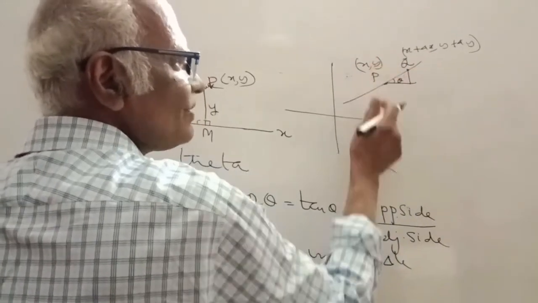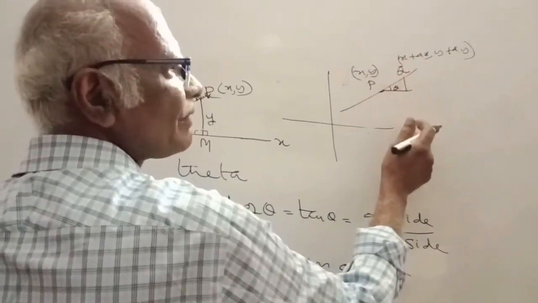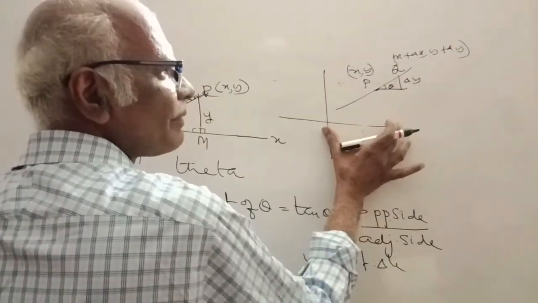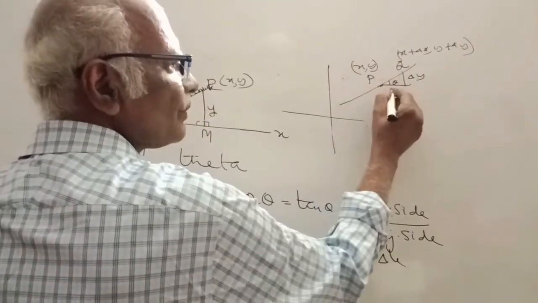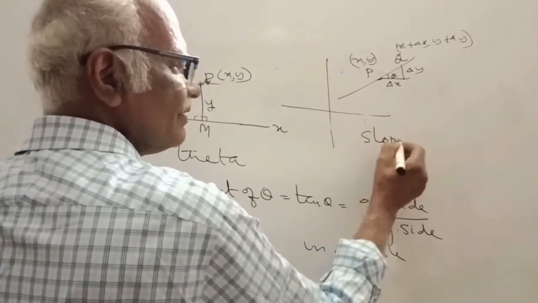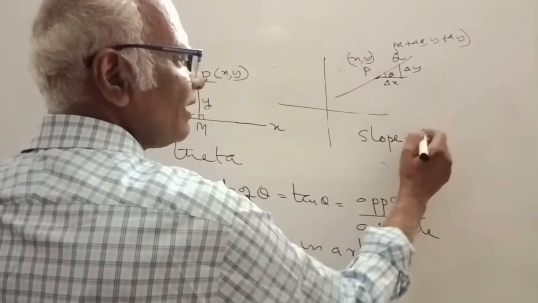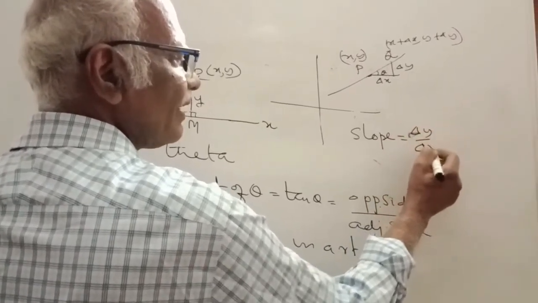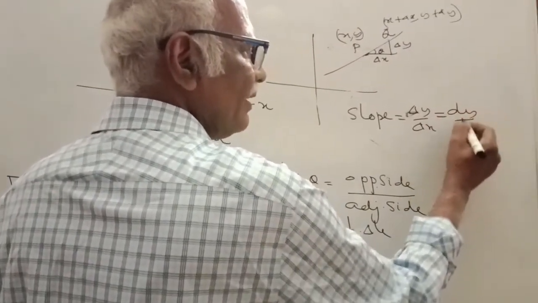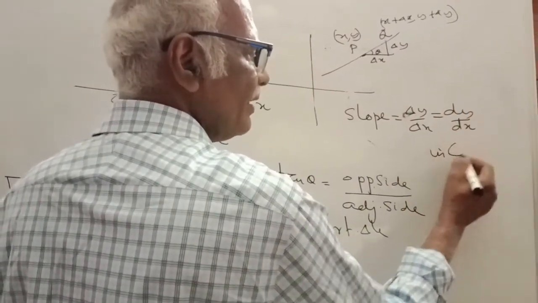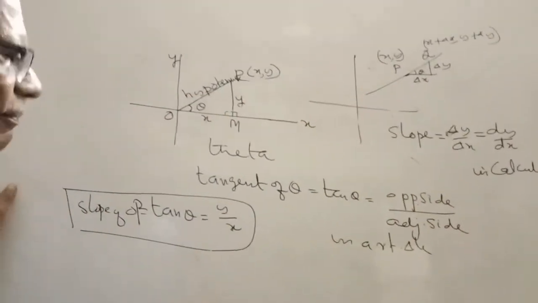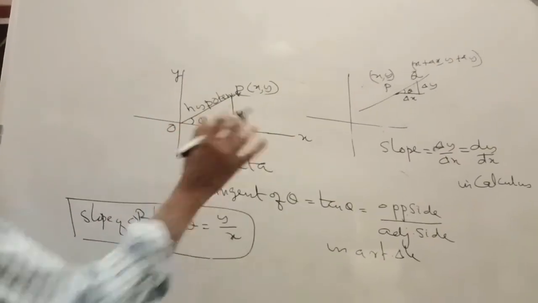This is height y, this is height y plus delta y. So this is delta y. This is width x plus delta x. This is x. So this is delta x. We observe slope in this case is delta y by delta x. And that becomes dy by dx in calculus. Fundamentally, slope is height divided by base.